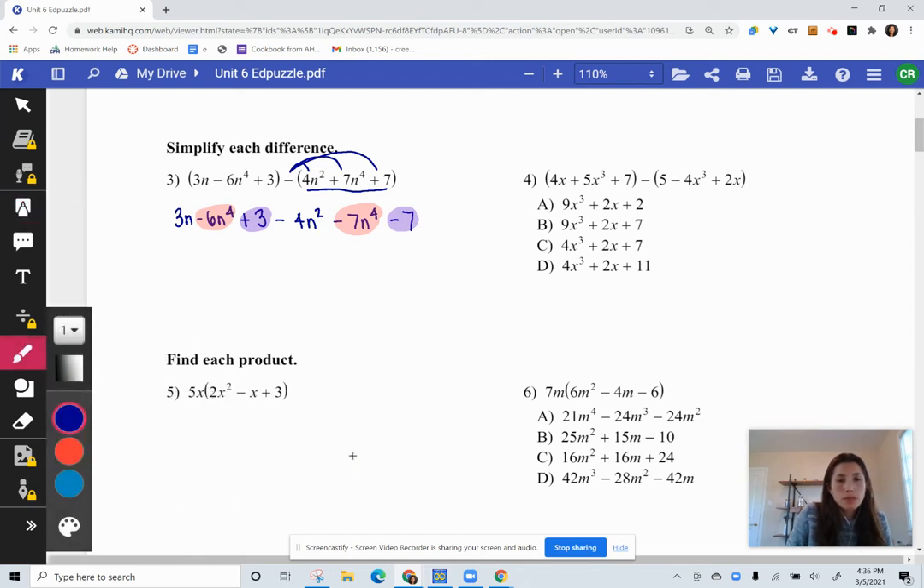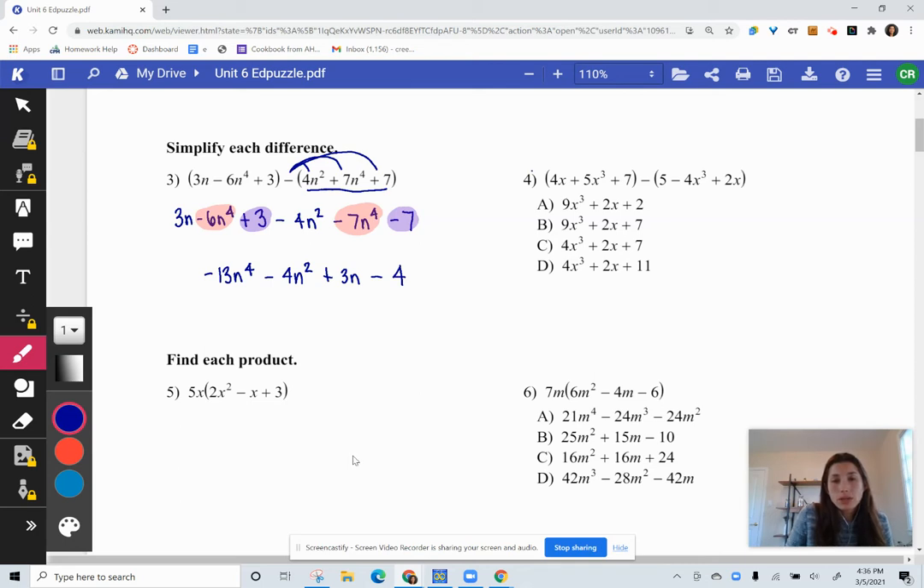So then we can rewrite this. We'll do the n to the 4th power first. Negative 6 and a negative 7 combined would be negative 13. Then our next term would be the negative 4n squared. Then we would have a 3n. And then we're going to combine the 3 and the negative 7. So 3 minus 7 is negative 4. That is in descending order.